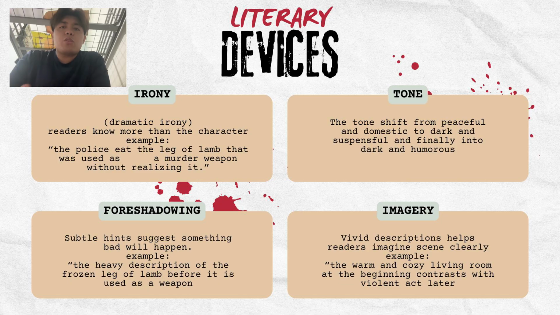The story also uses foreshadowing, shown through the detailed description of the frozen leg of lamb before it is used as a weapon, hinting that something bad will happen. Lastly, imagery helps readers visualize the scene clearly, such as the warm and cozy living room that contrasts with the violent act later.